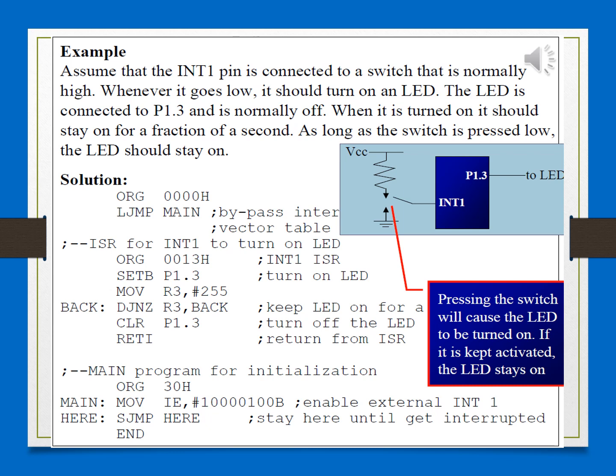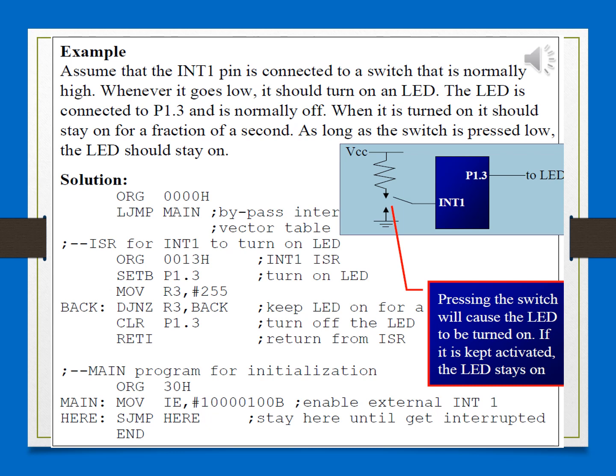So what is the meaning there? Try to analyze the question. At the interrupt 1 pin there is a switch, which is normally high. The switch is at the normal high position. So whenever it goes low, what is the indication there?